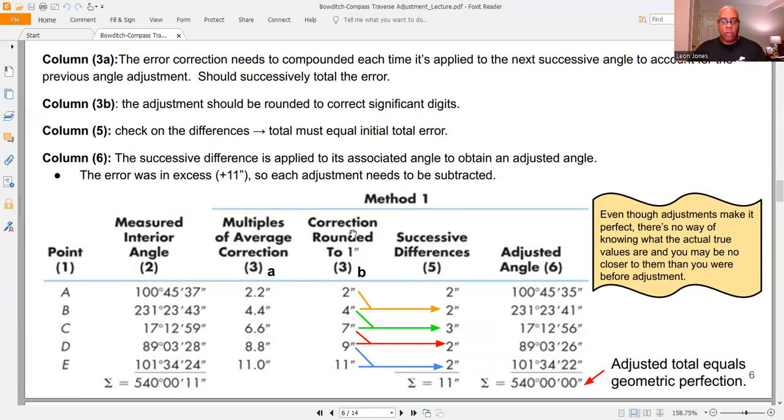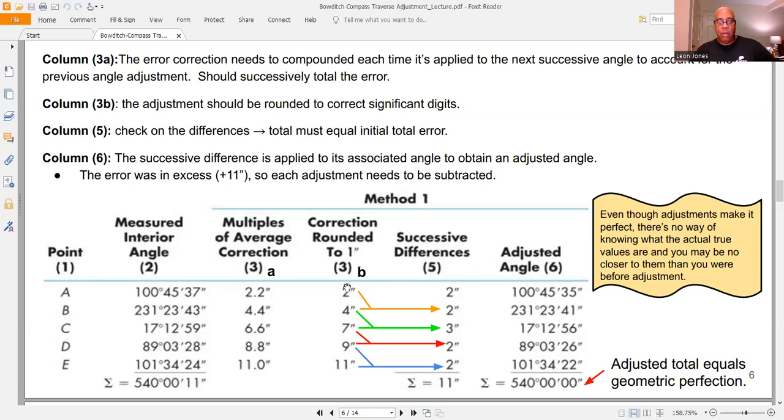Now, when you go ahead to the next column, what you do, you basically round everything to the nearest 1 second. So here's what they did. They rounded 2.2 down to 2 seconds, 4.4 down to 4 seconds, 6.6 up to 7 seconds, 8.8 up to 9 seconds, and of course, 11 seconds. So then we have our successive differences.